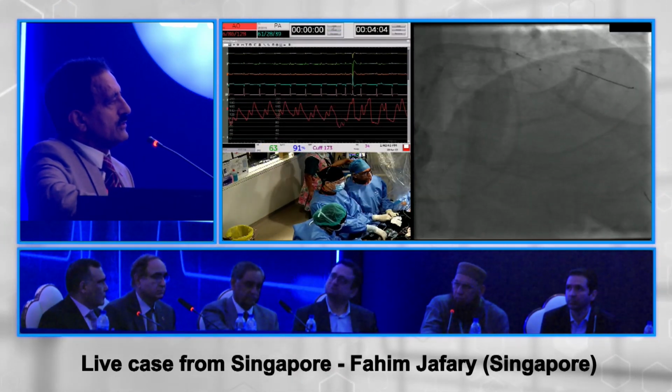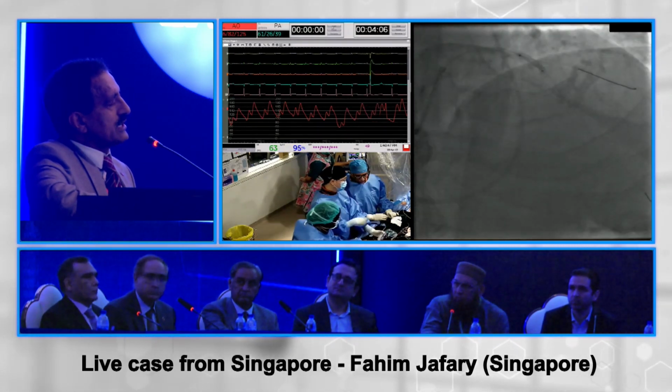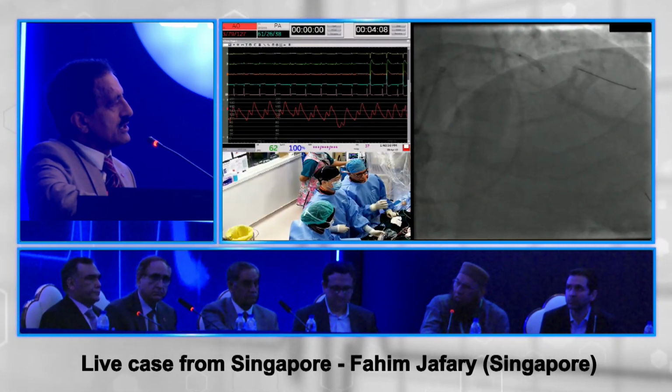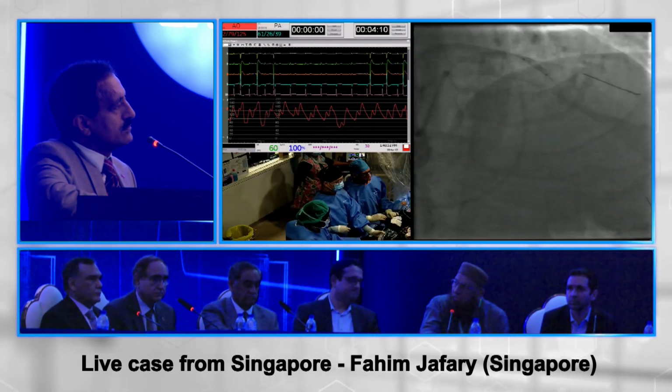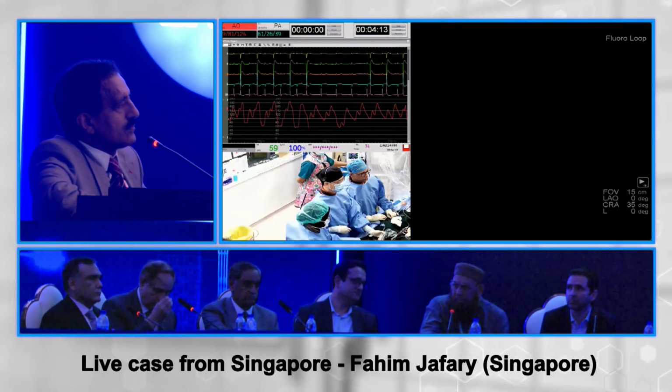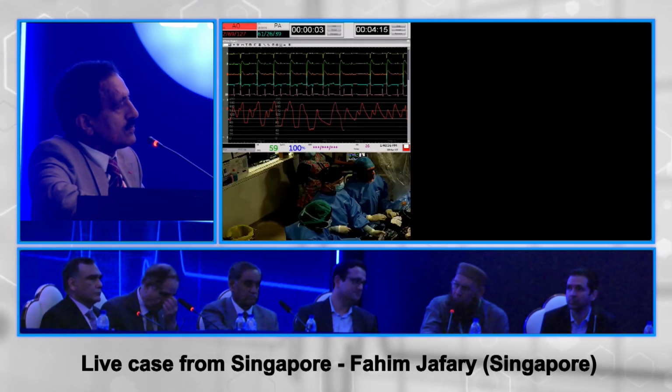Yeah. So is there any role of cutting balloon here? Anyone, would you consider using cutting balloon? Cutting balloon, if it passes through this lesion, it's better to do first the cutting balloon and then OPN NC.